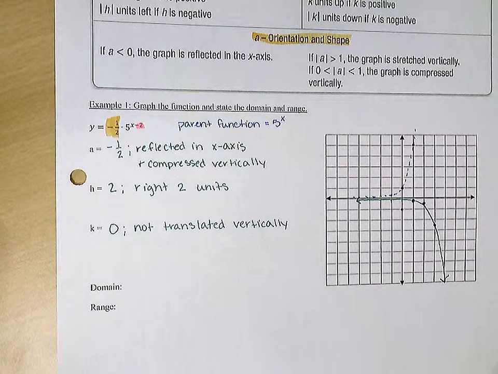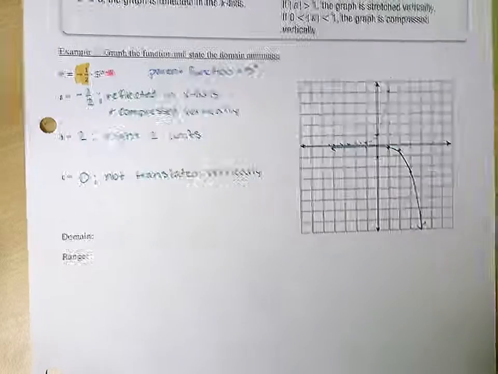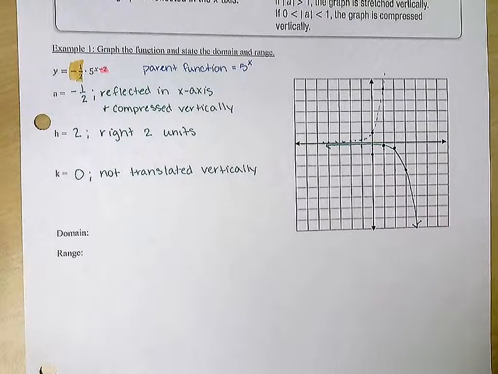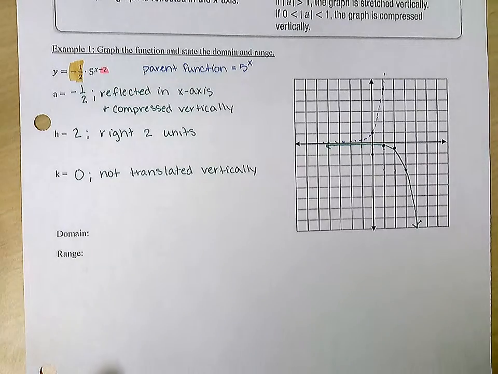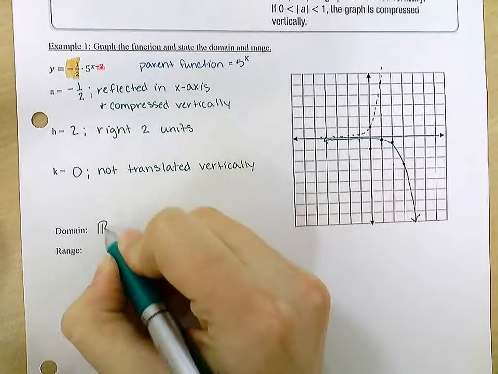Okay, you can see that it was reflected. It's now shrunk down because we compressed it, so we multiplied each point by 1/2, and then we moved it right 2 units. Like I said, I'm showing you a different way to do it. You can still plug points in for x and get the y coordinate. Your domain, we can still plug in any value for x and it will give us a y coordinate, so it is all real numbers.